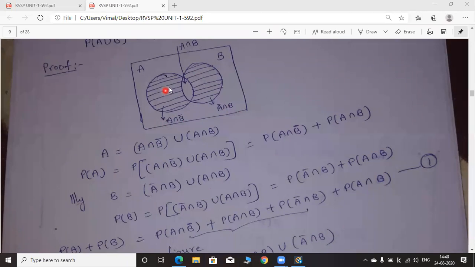Anyhow, the first shaded area is A intersection B bar. The second shaded area is A bar intersection B. How can we define an event A? Observe the first circle. A can be written as this shaded portion plus this common portion. So this shaded portion is A intersection B bar.